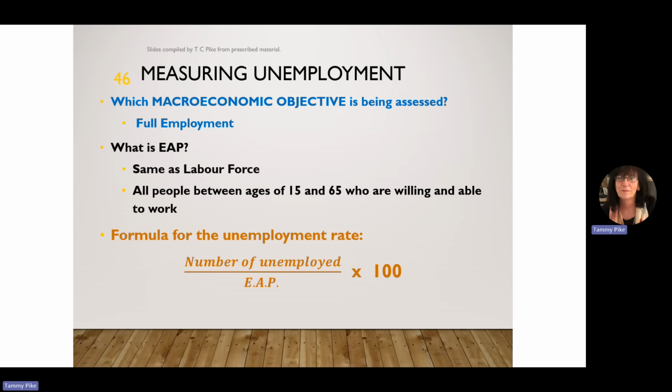Here at the bottom, you'll see there is your calculation: number of unemployed divided by the economically active population, times 100. What are we actually doing? We're taking the number of unemployed people in the economy as a percentage of the labor force. EAP is the same as labor force. Always pay attention to the information on the slide, which will give you that additional stuff if you need it. And we can talk to you about EAP, or we can talk to you about labor force. All right. Let's go and see what else I've got for you here.